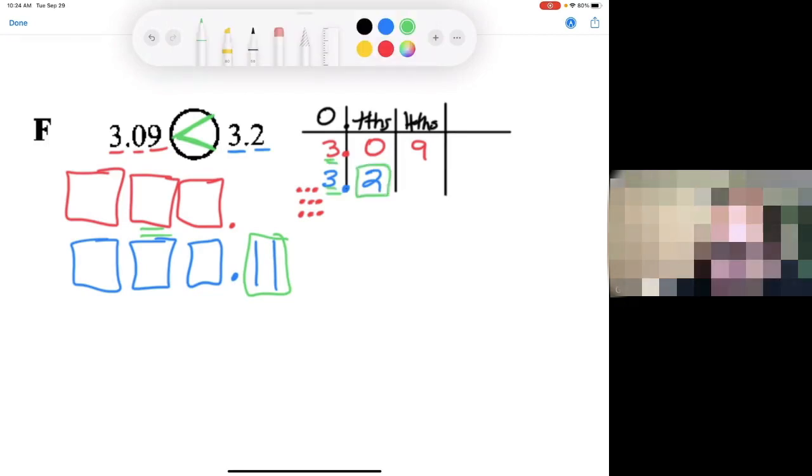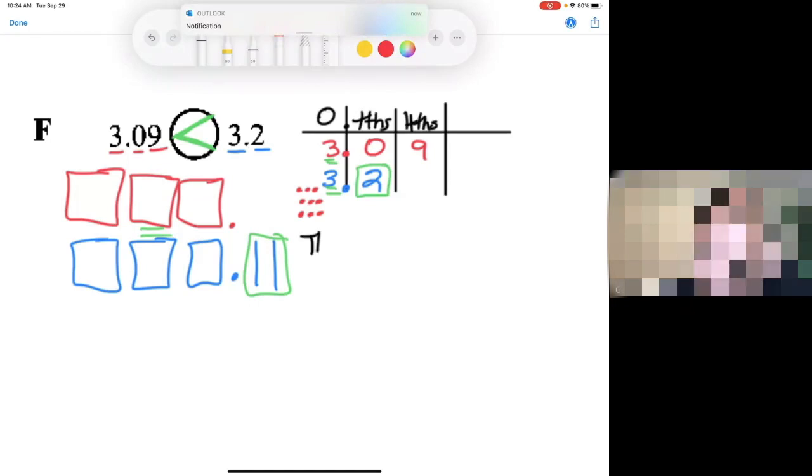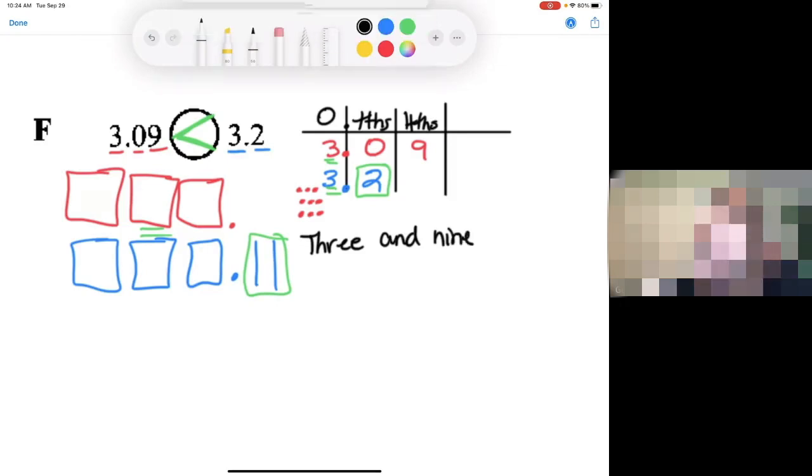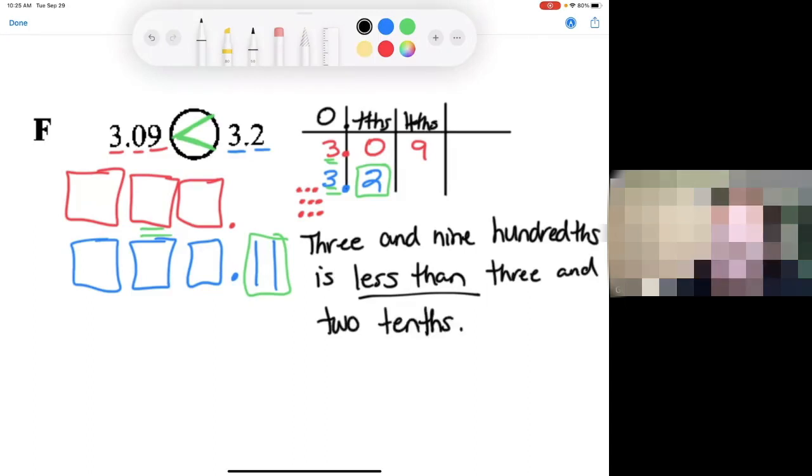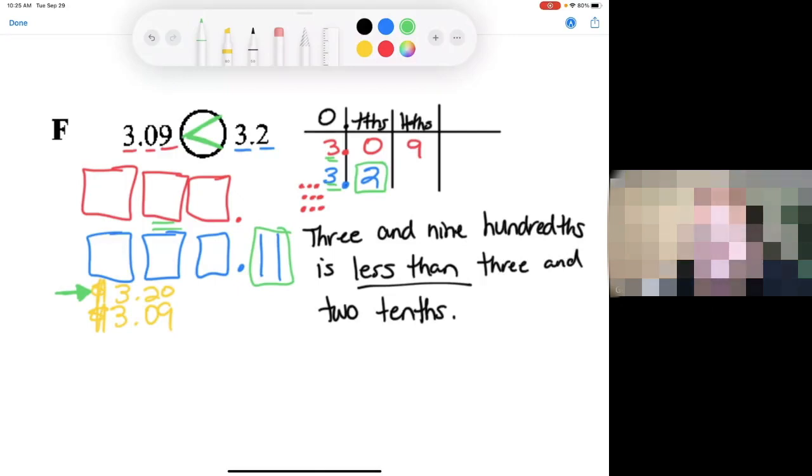All right, so let's write it in words, okay? 3 and 9 hundredths is less than 3 and 2 tenths. And again, I think it's helpful to think of it as money. So this is $3.09 versus $3.20.